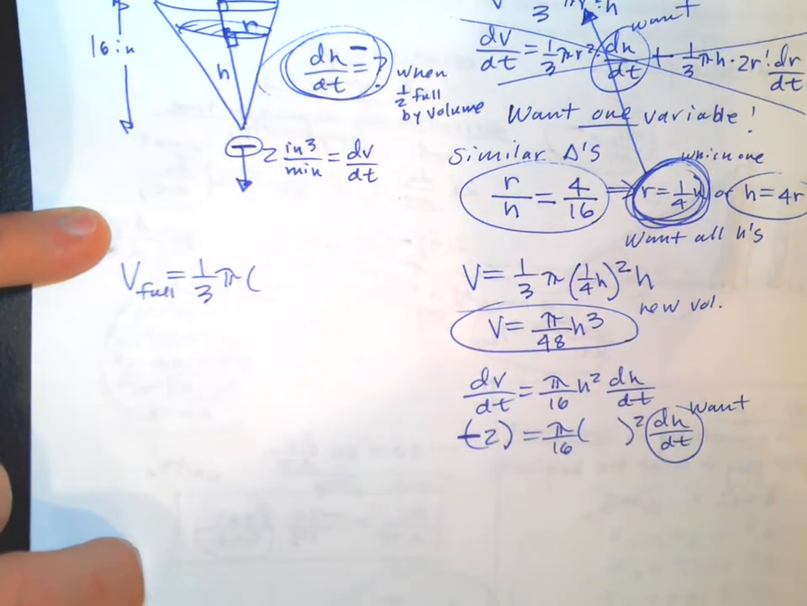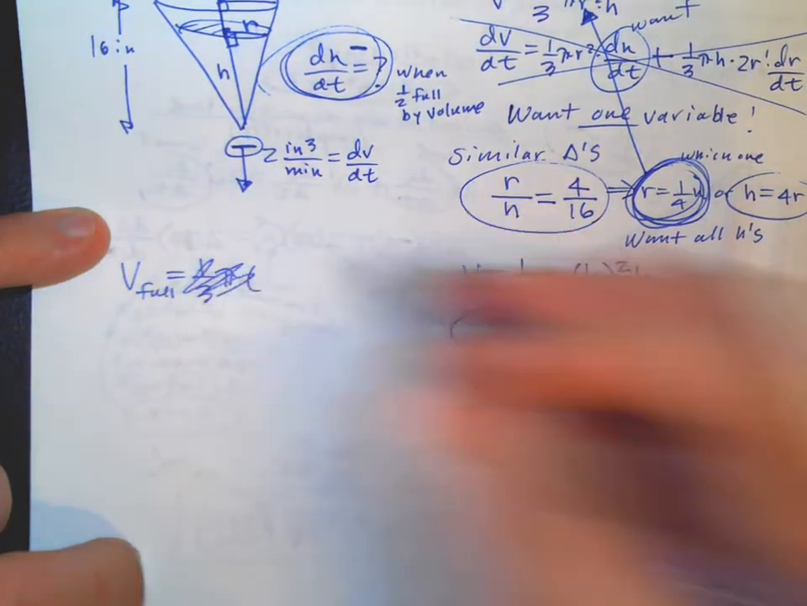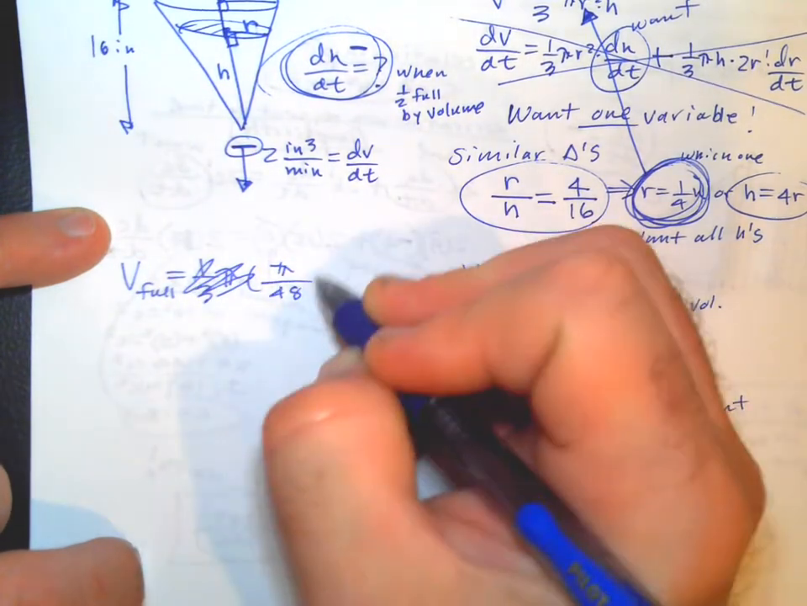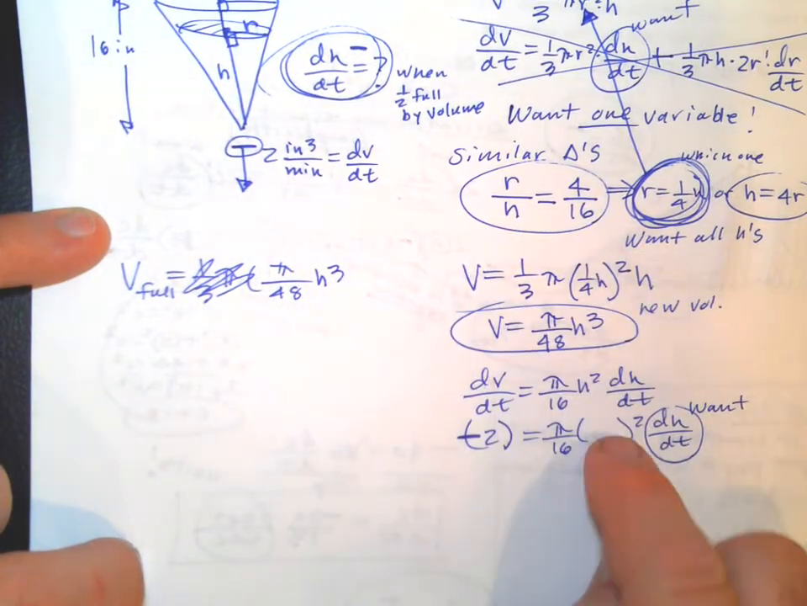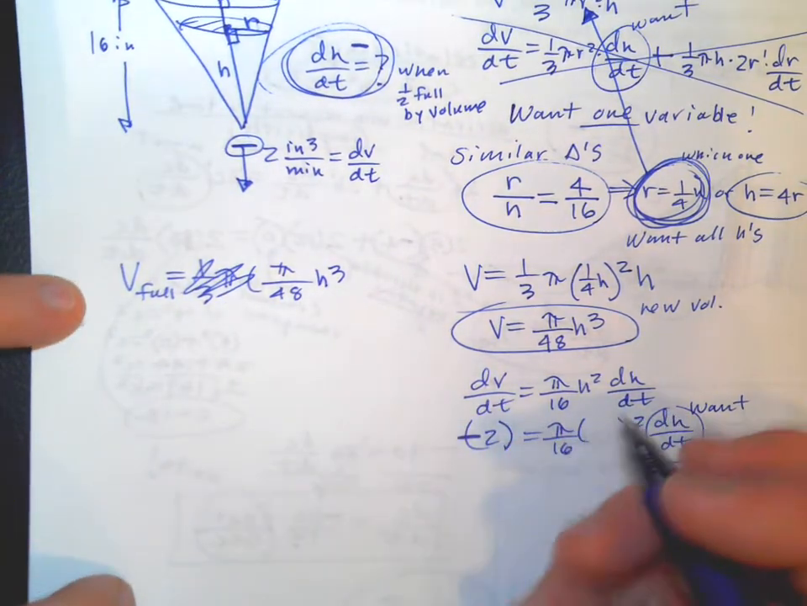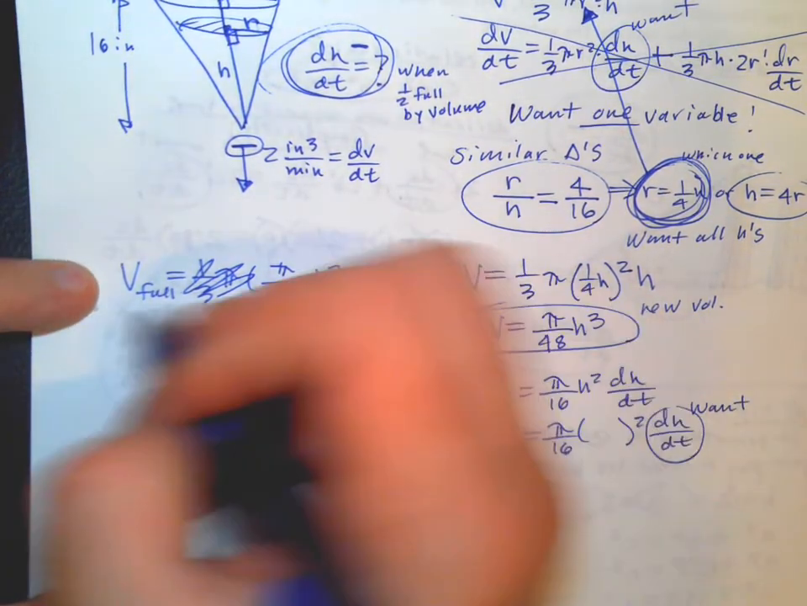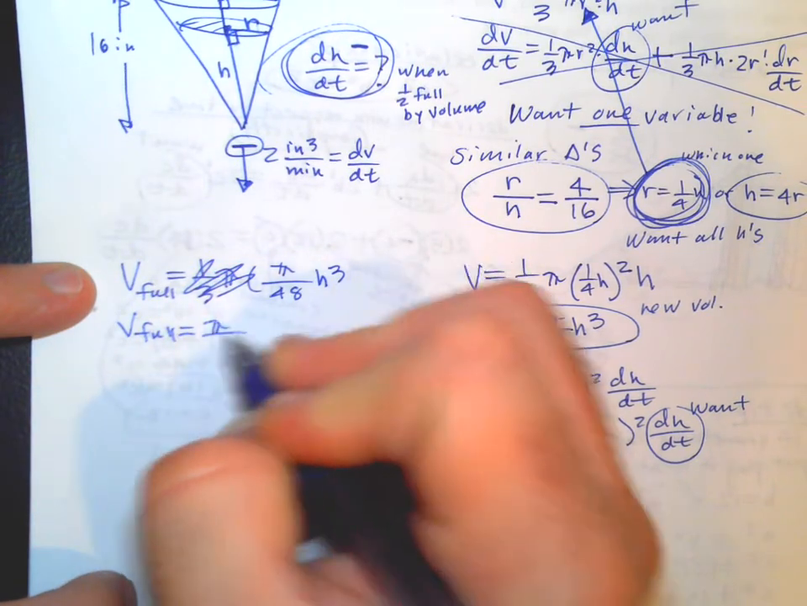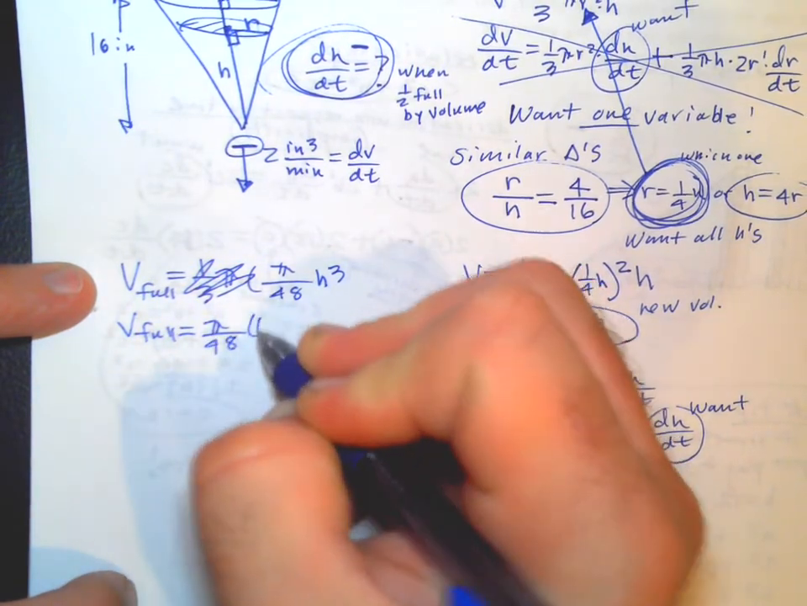I would still use our new formula. I would use the pi over 48 h cubed, because we want to get an h, and having r mixed in is just going to make things annoying again. So what's the full volume? Well, that would be when the height equals 16 cubed.